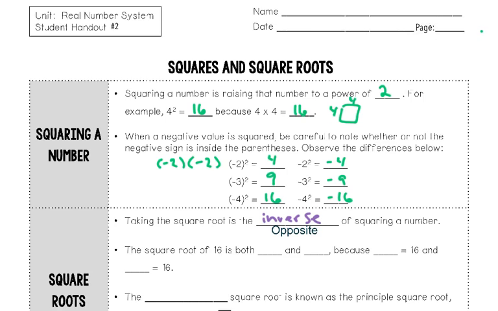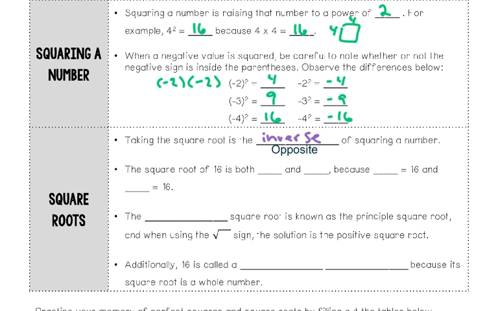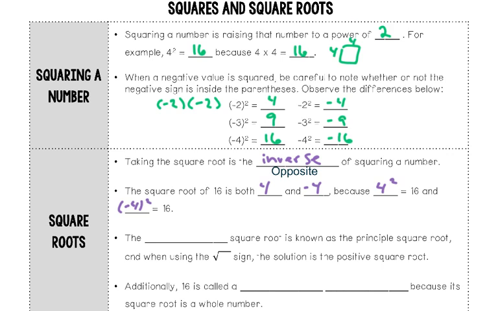So let's go back and look at our notes. It says taking the square root of 16 is both 4 and negative 4, because 4 squared is 16 and negative 4 squared is 16. So look back up here. Negative 4 squared got us 16. 4 squared would also get us 16. So that's why it's got two answers. You'll always have two answers to a square root problem.